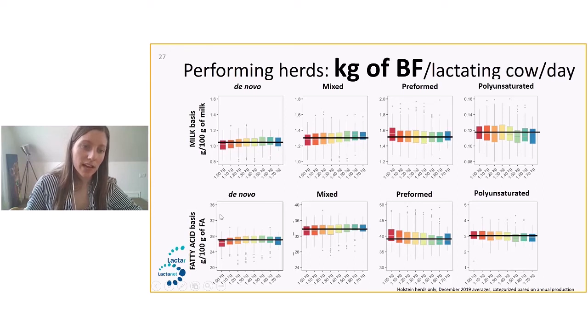And when we look at the fatty acid basis, we see the exact same thing. It's pretty similar across, and even herds that have a really high performance level can have high de novo in their fatty acid analysis. So it's not because you produce a lot of kgs of butterfat per milking cow that your de novo has to be below average. You can still meet average or be above average with your de novo profile. So that's something that we found really interesting.